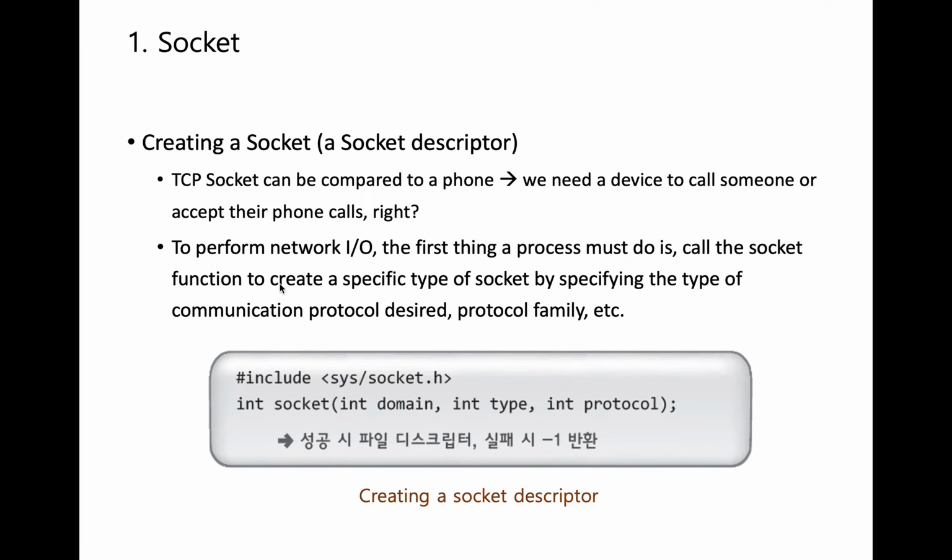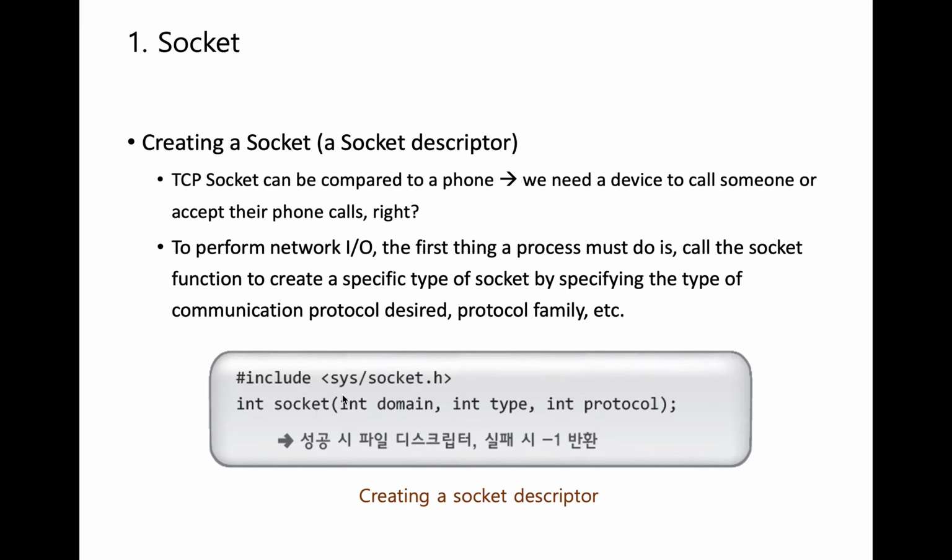To perform network input-output operations, the first thing a process must do is call a socket function to create a specific type of socket by specifying the type of the communication protocol and the protocol family, etc. So let's take a look at this very simple method. We don't have to worry about all the details of it, just take a look at what it provides. It's provided by the default header file that is basically provided in Linux devices.